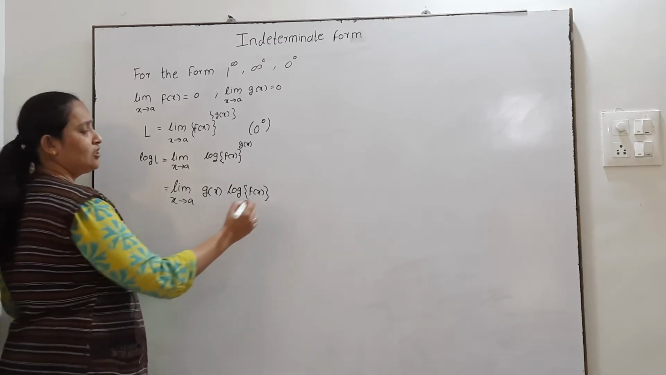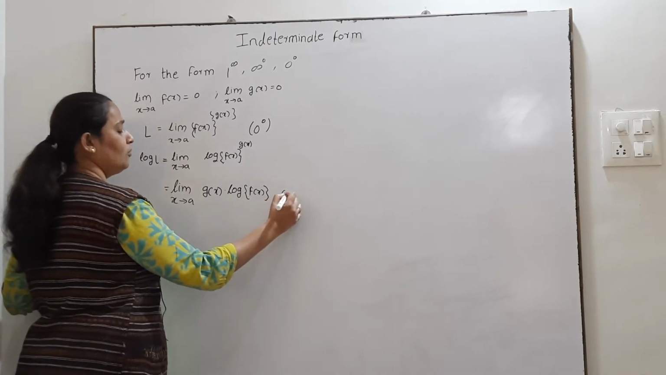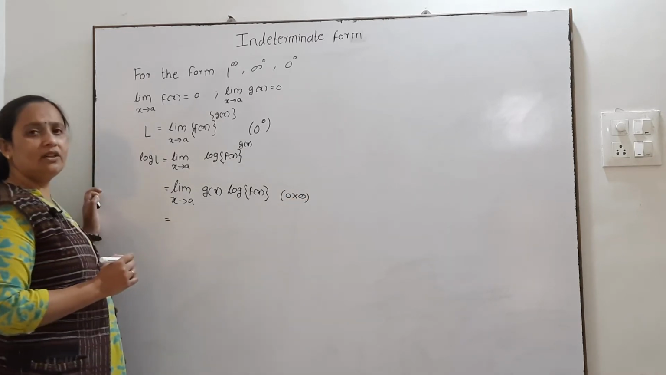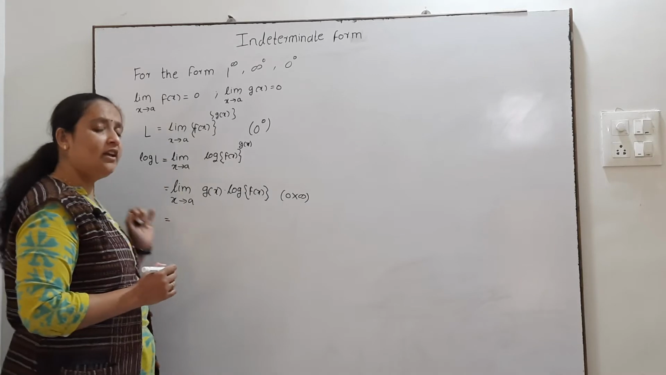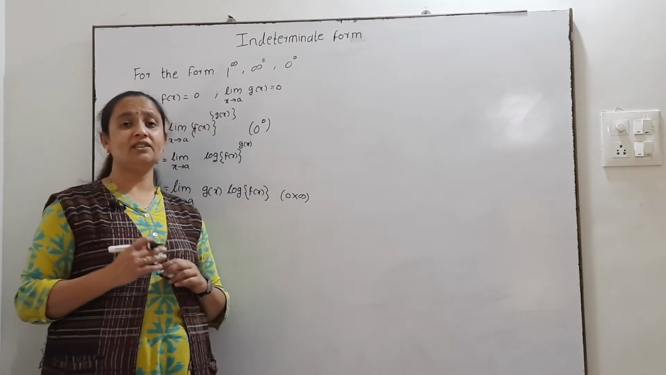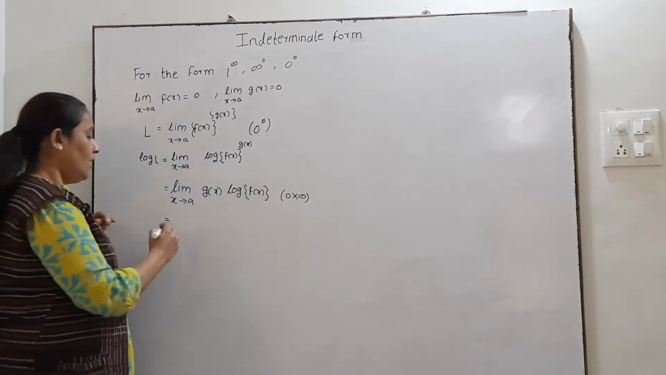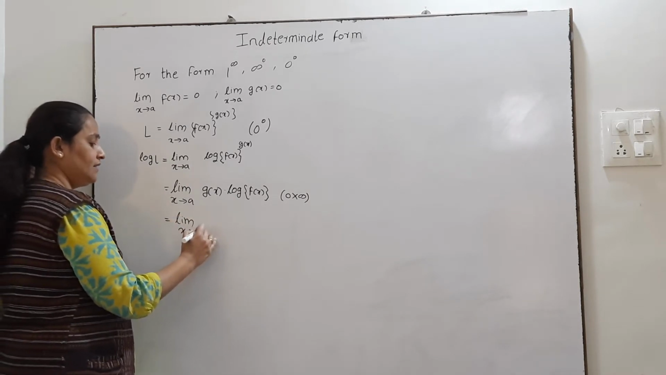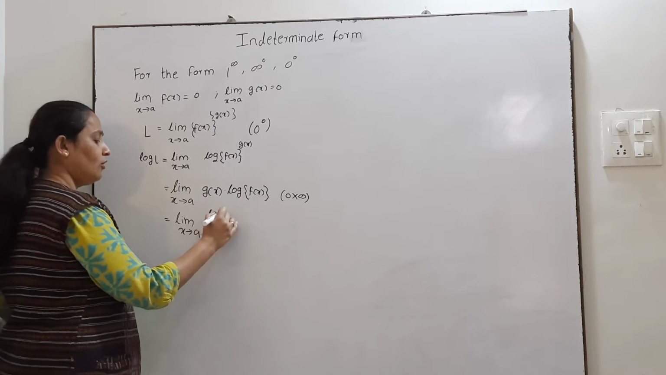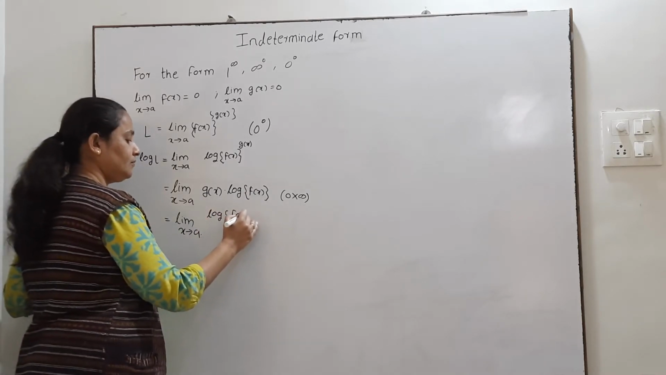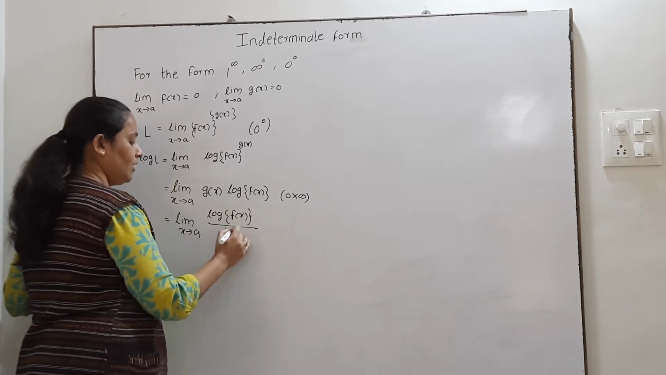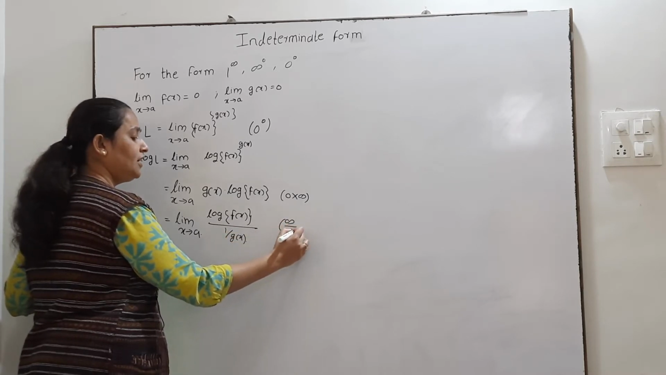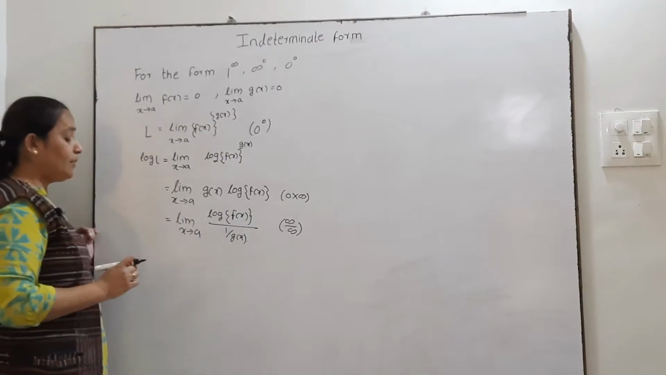Apply limit as x tends to a. This is in the form of 0 into infinity. For this 0 into infinity, we will convert it into the form of 0 by 0 or infinity by infinity, that we have discussed in the previous video, and then we will find its limit. We can write this as log of f of x upon 1 upon g of x. Now this is in the form of infinity by infinity where L'Hospital's rule is applicable.